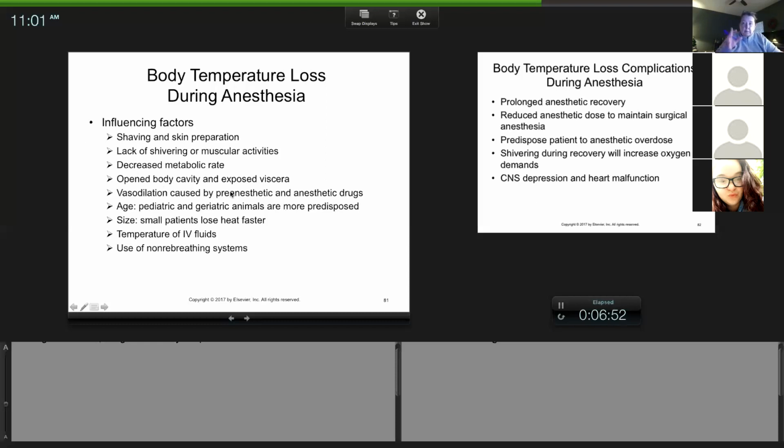Vasodilation, most of the drugs you'll use in anesthesia cause vasodilation. When you dilate a blood vessel, it loses heat. So vasodilation gives up heat. The ones you have to really be cautious of is the pediatric, geriatric. Now, geriatric patients tend to have a lower body mass. They lose muscle. Some are overweight, but some, if they're getting skinnier, they don't have as much insulation. So I'm really cautious of my pediatric and geriatric patients. The smaller they are, the faster they lose their heat.